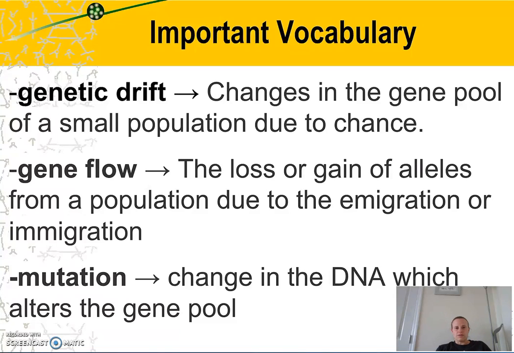I want to revisit some important vocabulary before we jump into the mathematics of the Hardy-Weinberg theorem. Three important vocabulary words so far. Genetic drift involves changes in the gene pool of a small population due to chance.